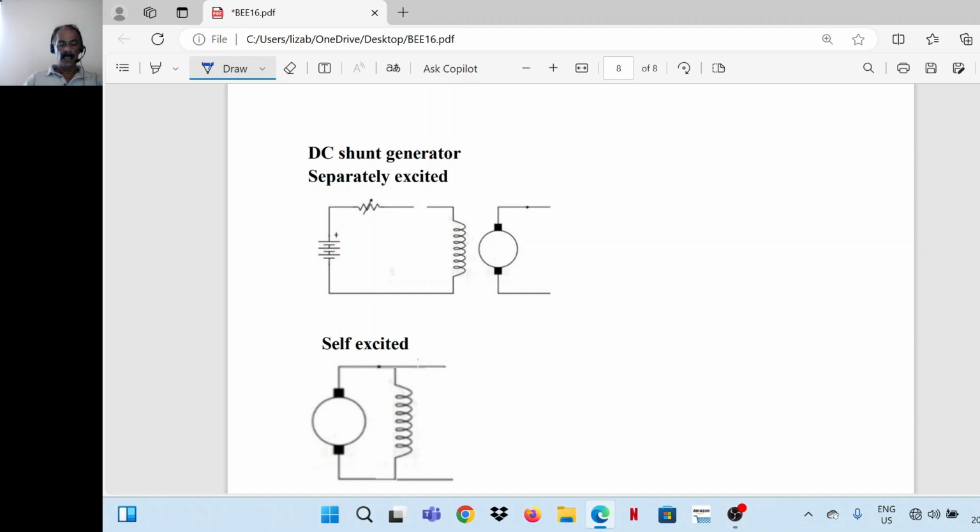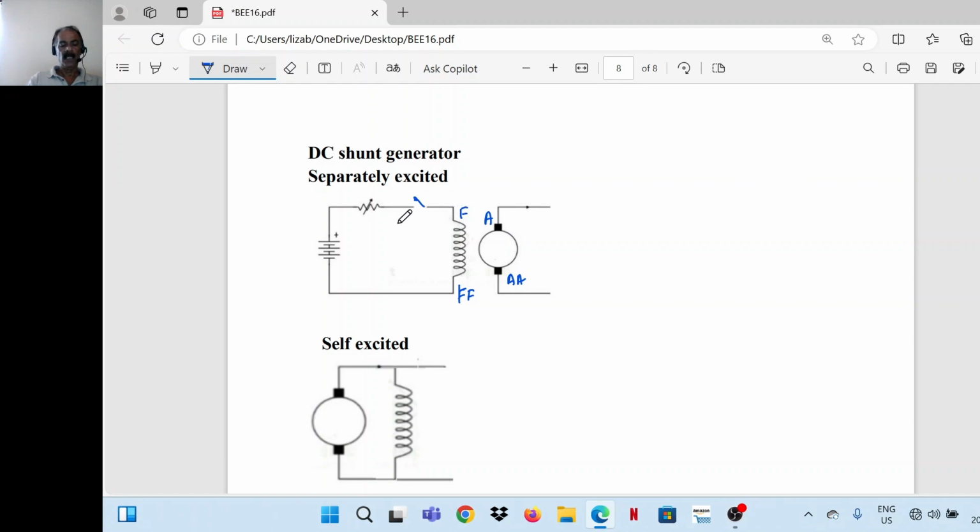Now, in a DC shunt generator, there are two types. One is called separately excited. Other one is called self-excited. So separately excited means these are the field winding terminals. I'll mark F, and armature terminal A, something like that. So here field winding is connected across a separate source. So field winding is connected here, in this case connected to a battery. There is a regulating resistance here, a rheostat here and the switch here. So this is the connection of a separately excited generator.